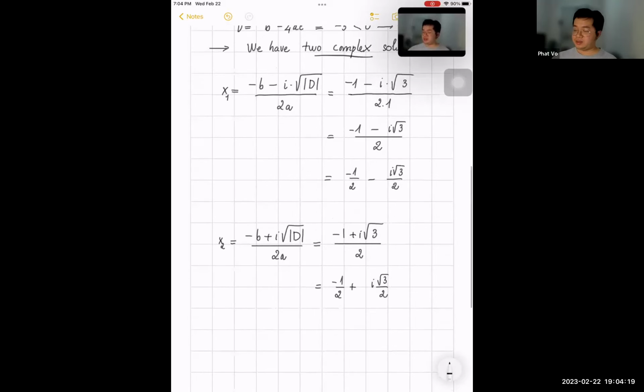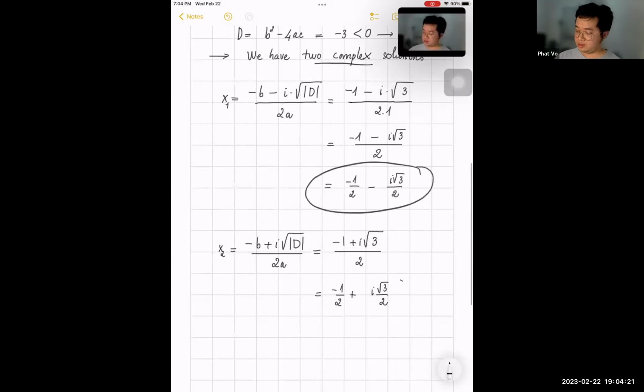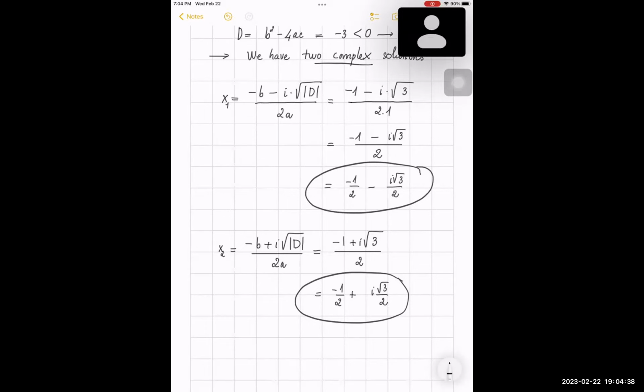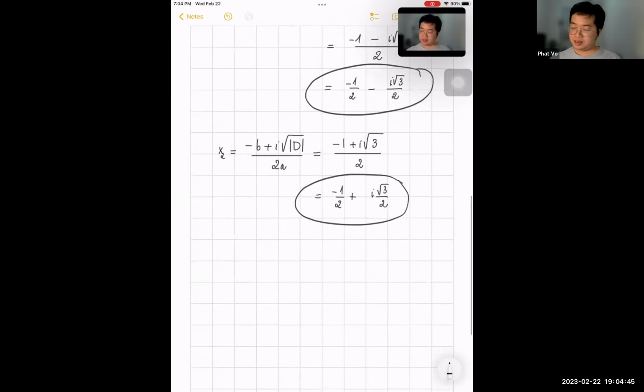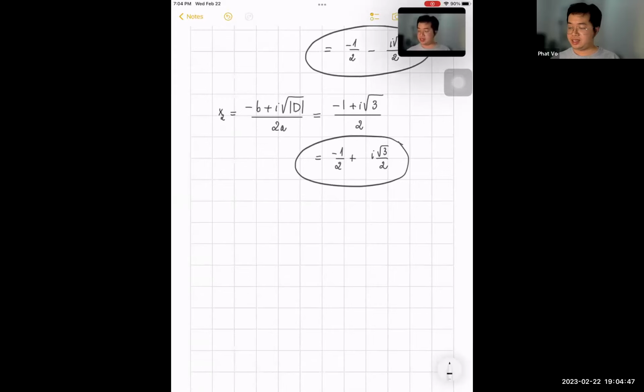Okay, so we have two solutions here. That is the answer for this equation. That is two solutions for these equations. Any questions so far? Is it clear, guys? Yeah. Clear, right? Okay, so that is the way to solve the quadratic equation in the case the discriminant is less than 0.